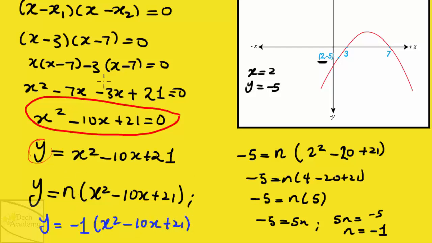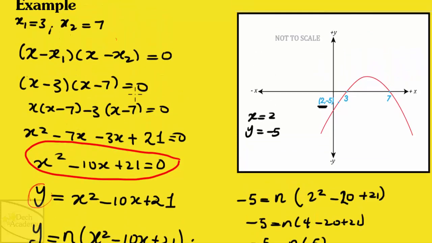So let's just review what we've done so far. We're given the graph of an equation and we don't know what the equation is. We're trying to find out what the equation is. We know it's a quadratic equation because of the parabolic shape, but we don't know what the equation is. But we're given its roots and we're given a point on that curve.